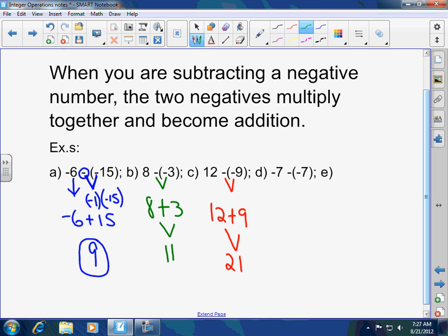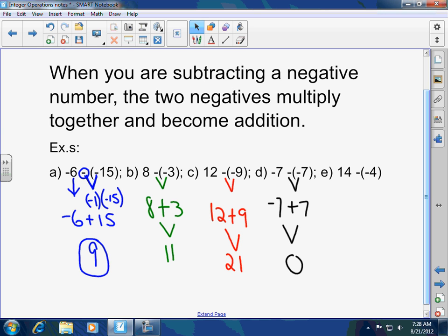Negative 7 minus a negative 7. Well, this is going to be negative 7, and a negative times a negative 7 is a positive 7. When the signs are opposite, you subtract and keep the sign of the largest absolute value, which in this case would be 0. Positive 14 minus a negative 4. Well, this is going to become 14. Negative times negative 4 is positive 4. Signs are the same. You add and keep the sign. That would be 18. And now you know how to add and subtract integers.